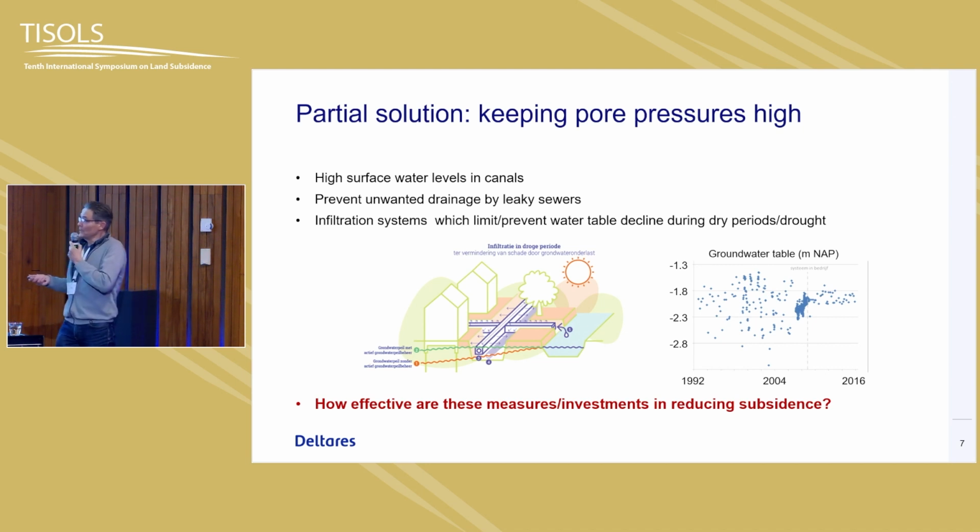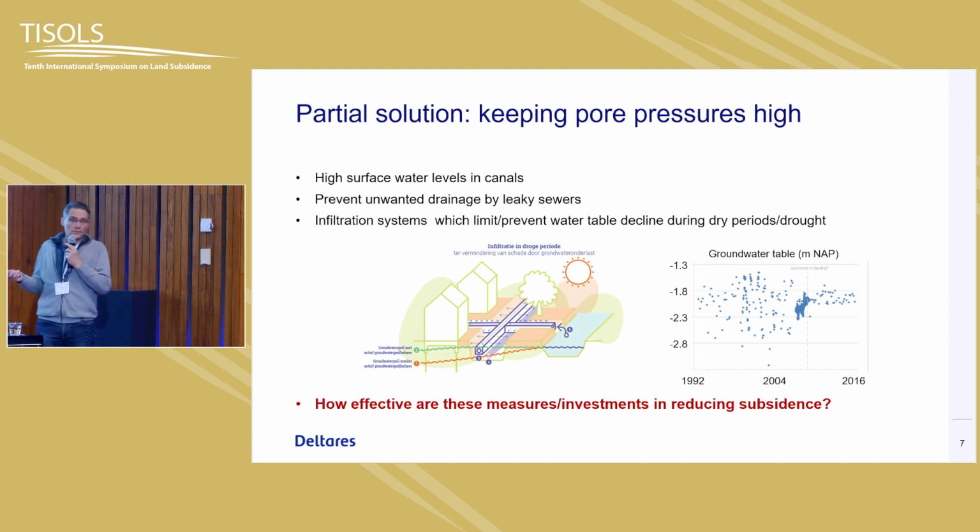It's a dilemma. Second is very, very important, not just in the Netherlands: prevent unwanted drainage by leaky sewage systems, because once they become leaky and they drain the groundwater, it will lower the groundwater level. You probably don't notice for a while, and it induces subsidence. You won't get it back, right?